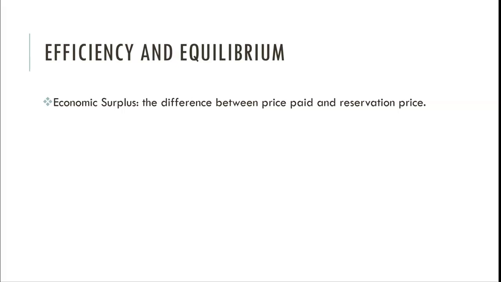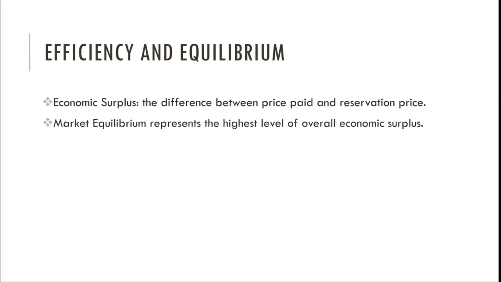On the buyer side, it might seem a little bit more indirect. They pay a price, they don't get any direct profit. However, they do get extra value. So for the buyer side, they take the reservation price minus what they're paying, and they get an economic surplus as well. Some extra value that they didn't have to pay for. So the market equilibrium represents the highest level of overall economic surplus. And so we would say that markets create efficient systems.